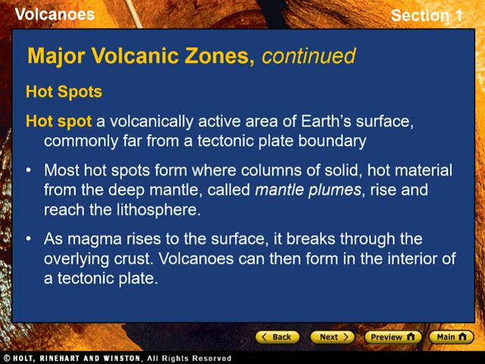Hotspots. Not all volcanoes develop along plate boundaries. Areas of volcanism within the interiors of lithospheric plates are called hotspots. Most hotspots form where columns of solid hot material from the deep mantle, called mantle plumes, rise and reach the lithosphere. When a mantle plume reaches the lithosphere, the plume spreads out. As magma rises to the surface, it breaks through the overlying crust.